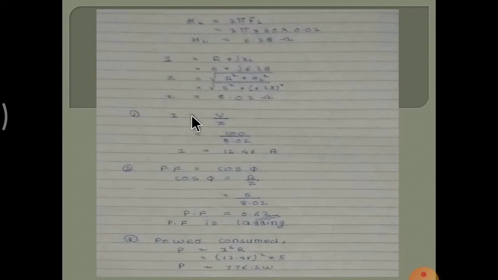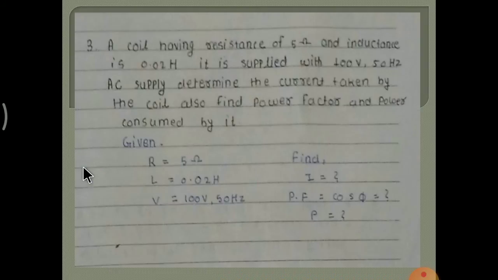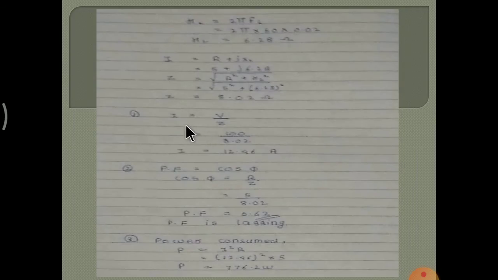After that, calculate I by taking the value of this Z. I is V upon Z. V is given in the example, that is 100 volt supply voltage. So put it in place of V. V is 100 divided by Z, which is 8.02. Then we get the value of I, that is 12.46 ampere.